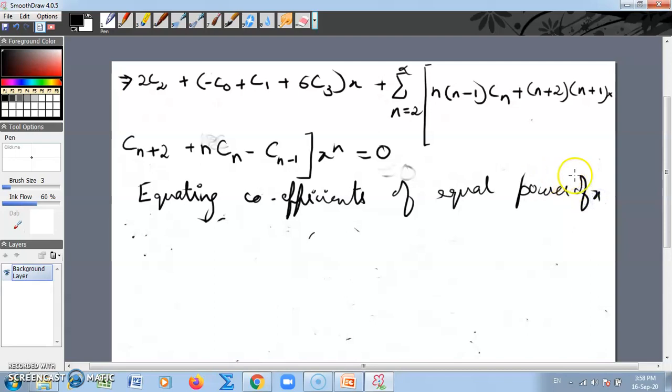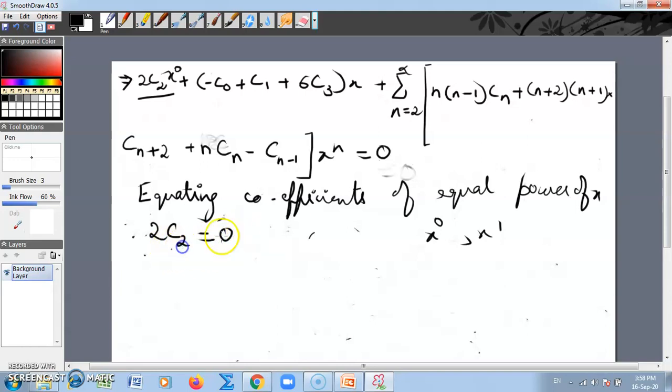So what are the powers of x here? We have x to the power 0, then x to the power 1. Look at x to the power 0. This first term, we don't have an x, means it's x to the power 0. So on both sides which we equate, do we have any x to the power 0 on the right hand side? Obviously not. So what I write? I write that the coefficient twice c2 is equal to 0.